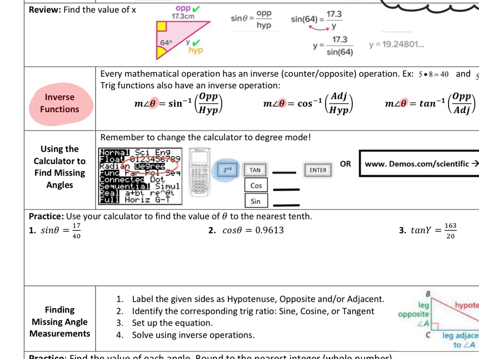So when we're typing in our calculator, if we're doing inverse tangent, we would do second tangent and then the opposite over the adjacent. If I was doing cosine, I would do second cosine and then enter in the side lengths, the adjacent over the hypotenuse. For sine, it's the opposite over the hypotenuse. So it's the same ratios from last class, still SOHCAHTOA. This time we're just doing the inverse function because we're finding the angle.